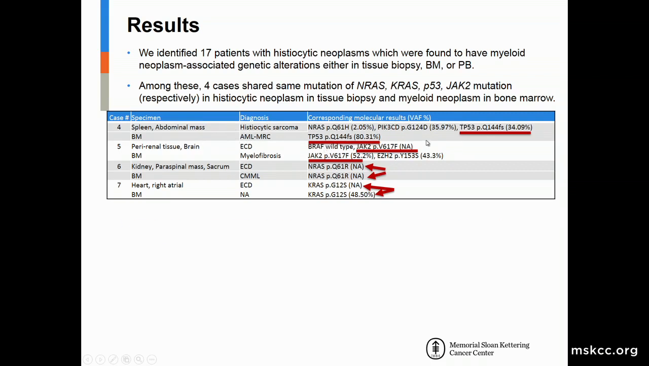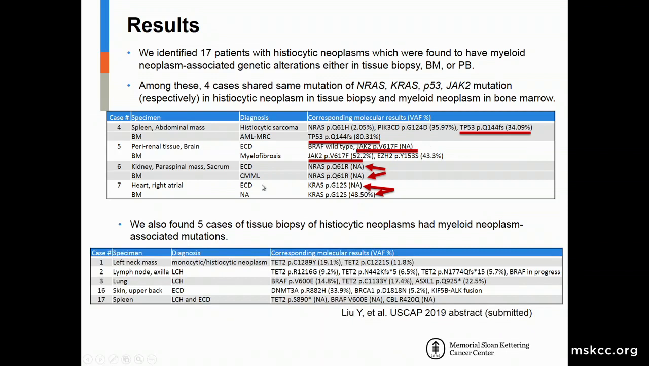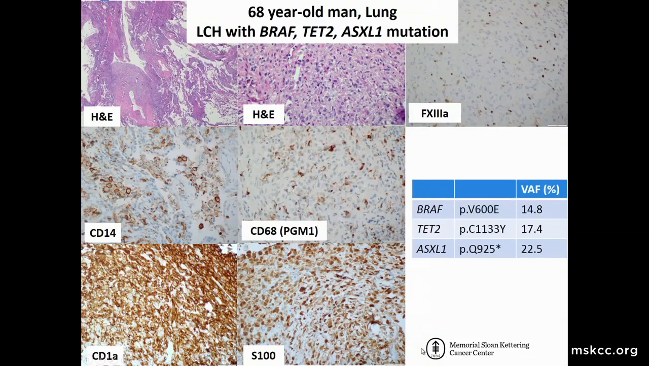mutation. We also found 5 cases of tissue biopsy without a corresponding bone marrow biopsy, and these tissue biopsies had myeloid neoplasm-related mutations. I'm going to pick 2 cases, and I will show you pictures after this. We just submitted the abstract for the upcoming US CAP with this project. So the first case is a 68-year-old man with a lung biopsy, which was diagnosed as Langerhans histiocytosis.